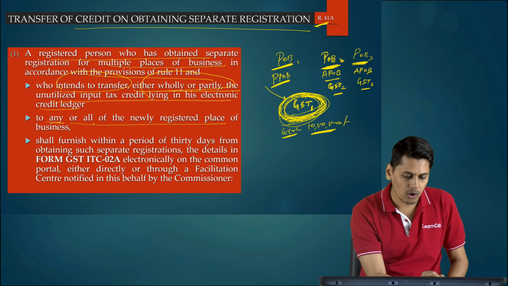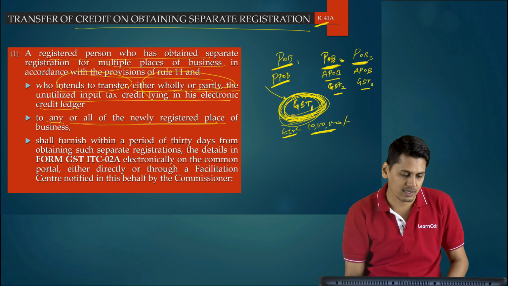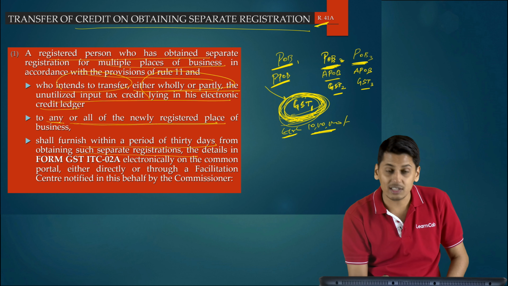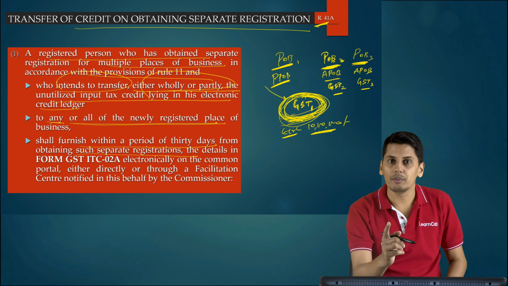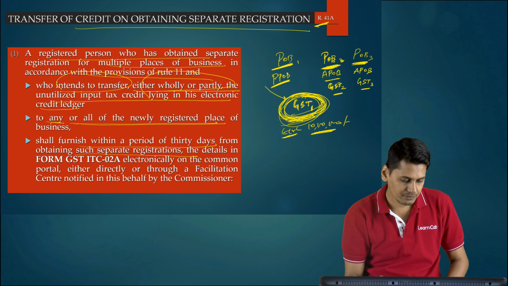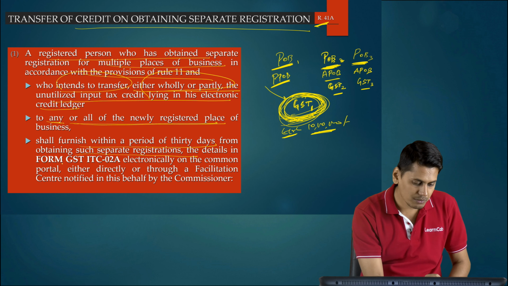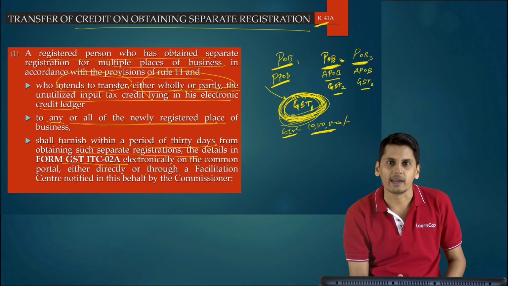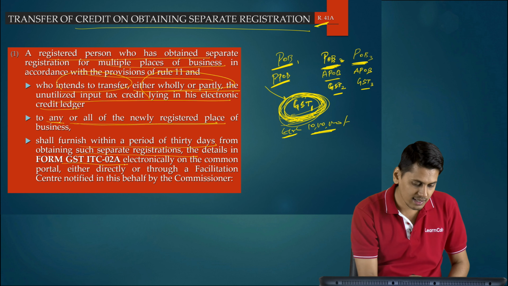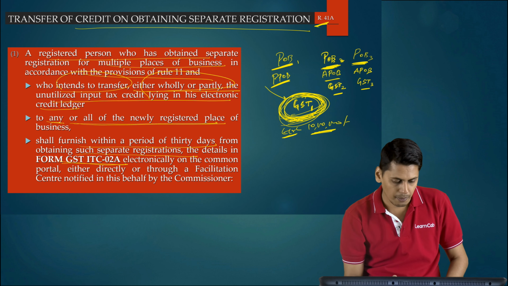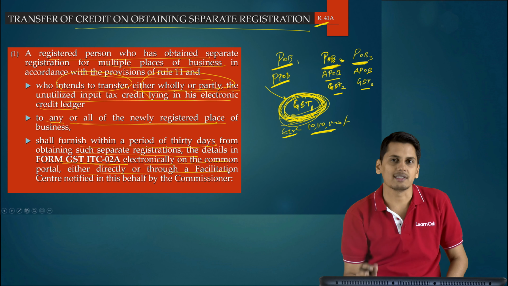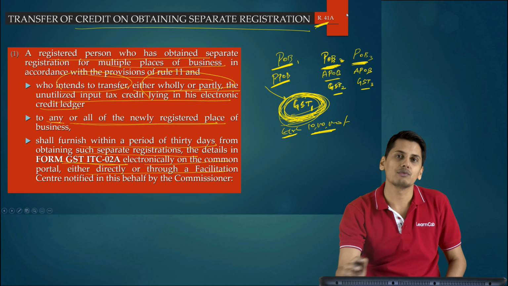To any or all of the newly registered places of business, he shall furnish within a period of 30 days from obtaining such separate registrations. So the time limit is from the date you apply for registration. Within 30 days, if you want to transfer, do the work. The details in form GST ITC-02A. Friends, in the case of sale and demerger, it was ITC-02. In this case, it is ITC-02A, electronically on the common portal, either directly or through a facilitation center. So this is about rule number 41A.